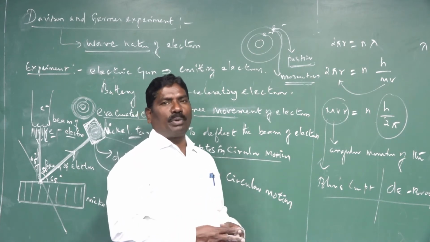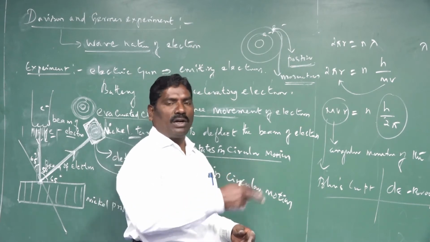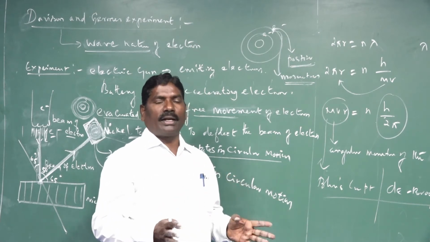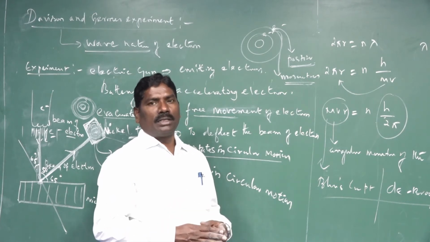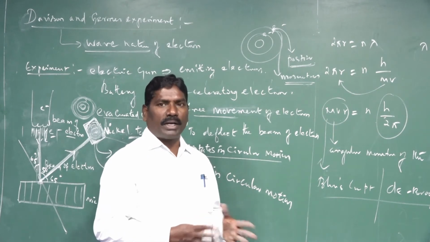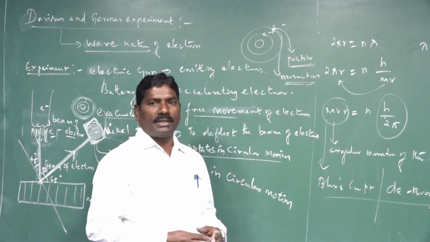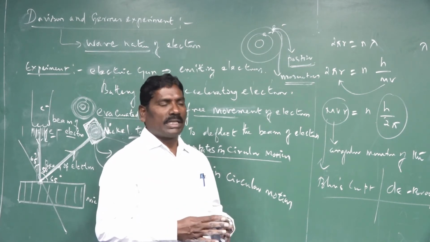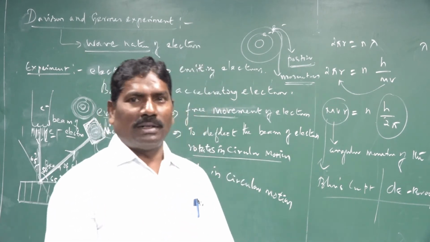For macroscopic objects like an aeroplane, or any object revolving around a circular path, we can calculate its position and also its momentum. It is possible. But for electron-like particles, subatomic and submicroscopic particles, we cannot accurately calculate position and momentum. That is the statement given by Heisenberg. It is known as the Heisenberg uncertainty principle.